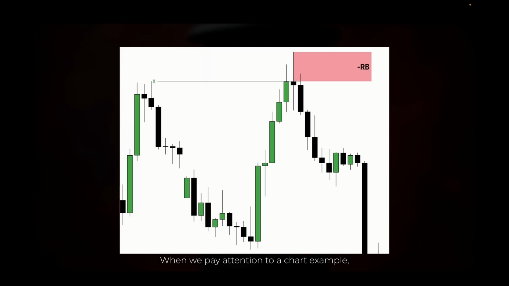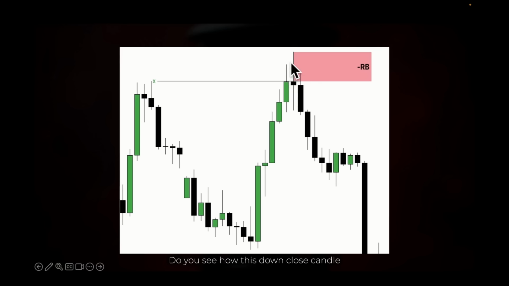When we pay attention to a chart example, what you can see is that the market formed this high right here, and we then saw the market deliver towards the downside. Eventually the market expanded towards the upside, and what you can see is that we took out that old high. Pay attention to what is resting above this high. Above this high, buy-side liquidity is resting. So what you must understand is that buy-side liquidity is being taken out, and we begin to see the signs of a swing high formation taking place right here.